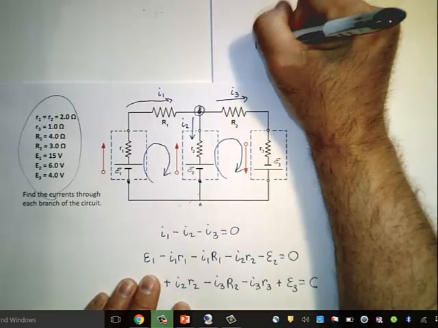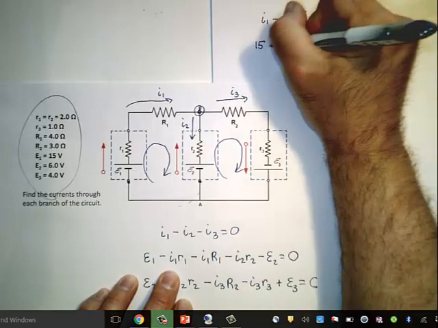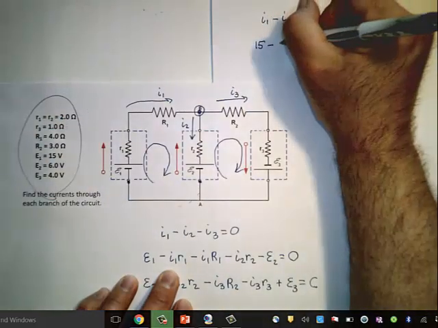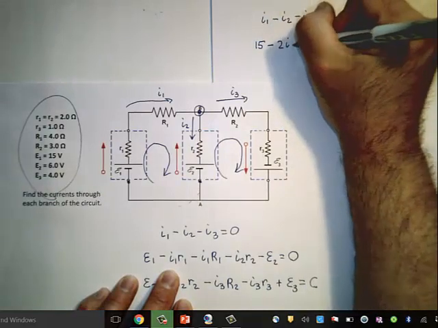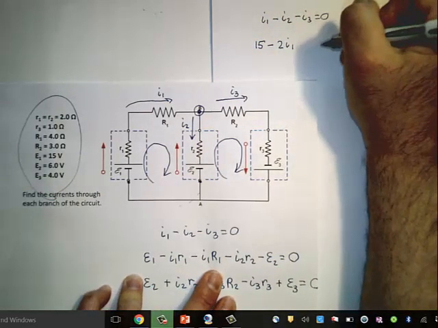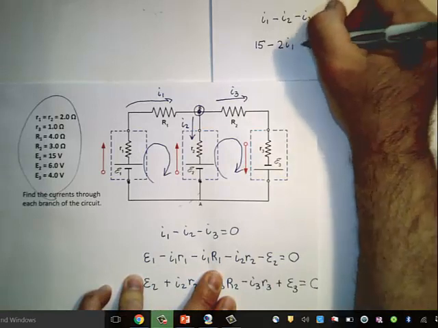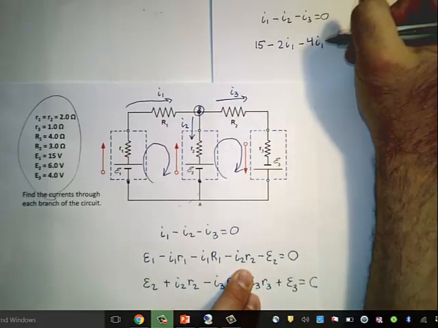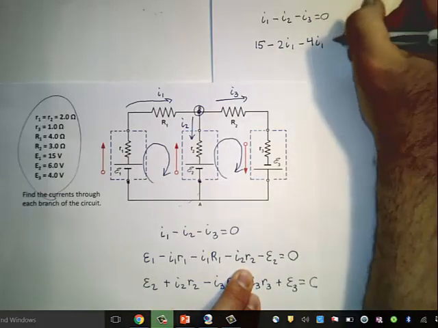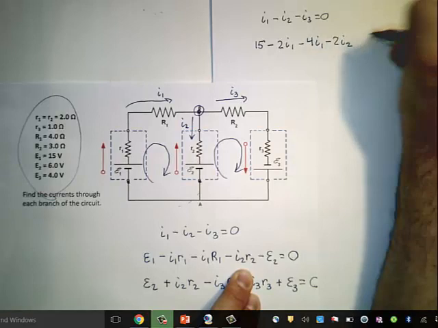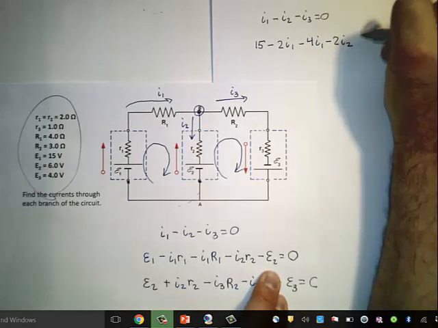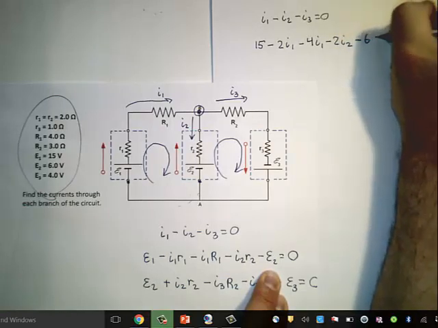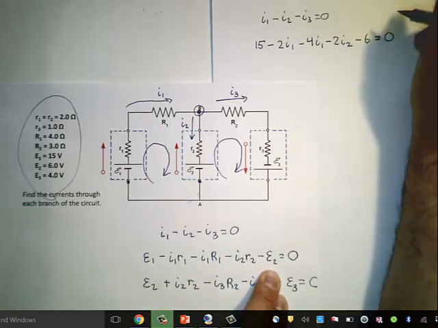E1 is 15 volts, so I'm going to say 15 minus little r1 is 2 ohms, so minus 2I1. Big R1 is 4 ohms, so minus 4I1. Little r2 is 2 ohms, so minus 2I2. And then E2 is 6 volts, so minus 6 equals 0. Don't put units on it, just write 6.